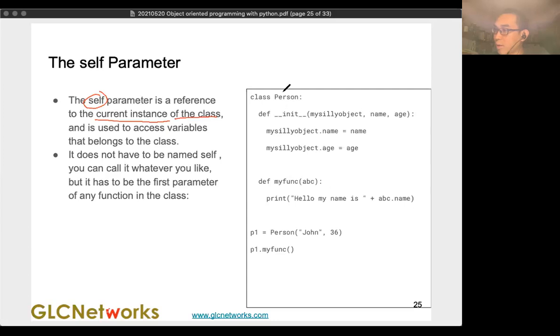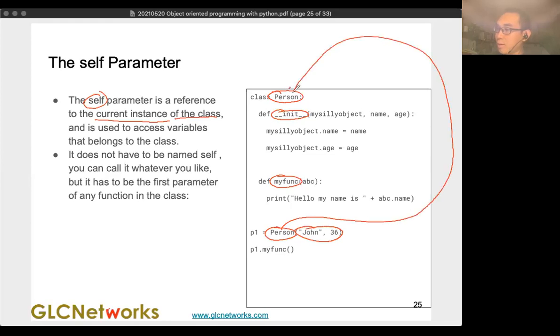So, for example, we have a class person, we have init, we have my func. We call the class here. And then for the parameters, because we are calling the init automatically, we put the parameters into the, we call it arguments. Yeah, now I remember, this is called arguments. We send arguments into the parameters here.